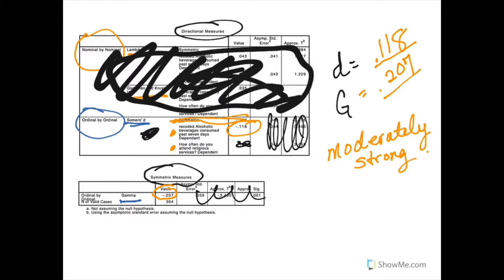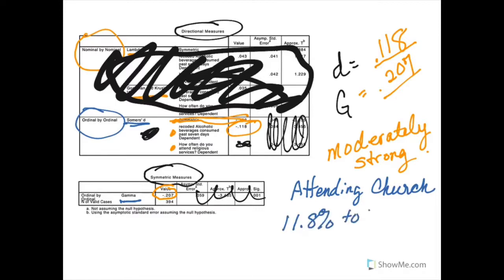predictor. In other words, how often somebody goes to church is moderately to strongly related with how much alcohol a student consumes. Now, the second thing that I want to do with these numbers is convert them to a percent, and it's percent of variance explained. So, again, just insert your independent variable. So, how much a student attends church explains 11.8 to 20.7% of the variance.